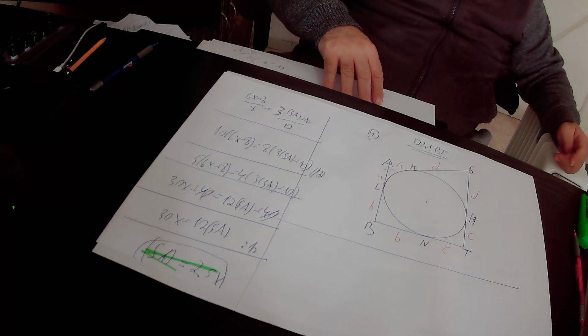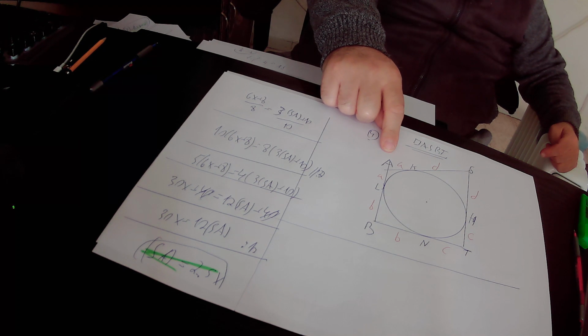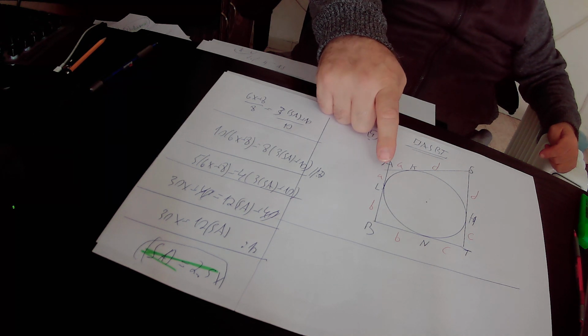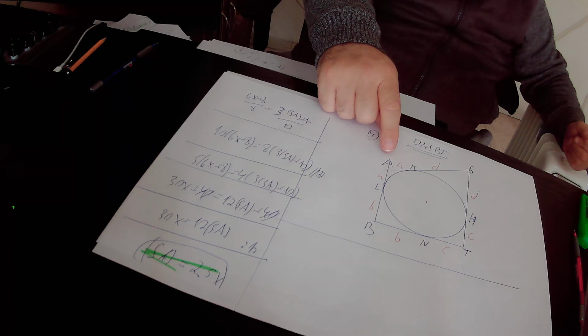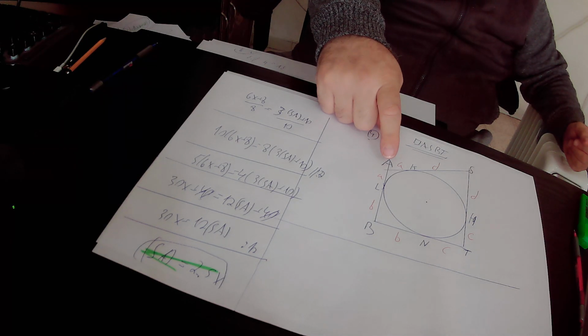Here we implemented rule 2. According to rule 2, if we focus on the common side point, point A, we have two tangents to this circle, tangent AL and tangent AK. And according to rule 2, they are equal to each other. That is to say, AL equals AK.